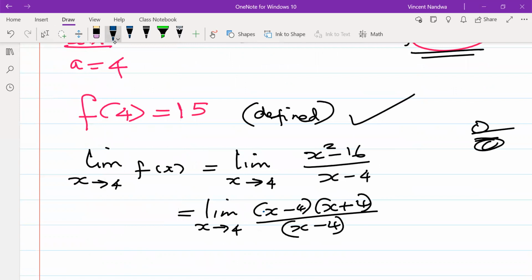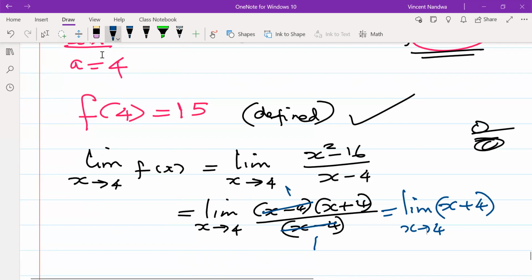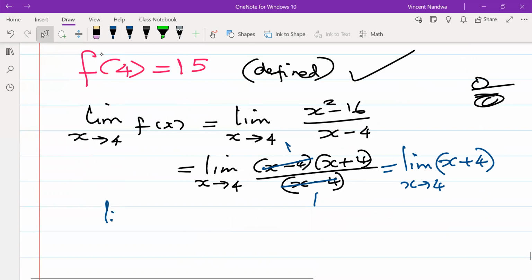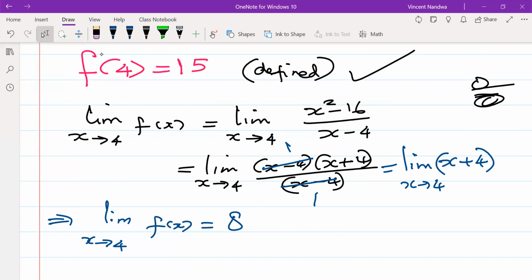Yes, this one and this one cancels out. So we'll have the limit as x approaches 4 of... so what do we end up with for the limit? 8, correct. So that means that the limit as x approaches 4 of this function f of x is 8. So the limit exists. The answer is 8.